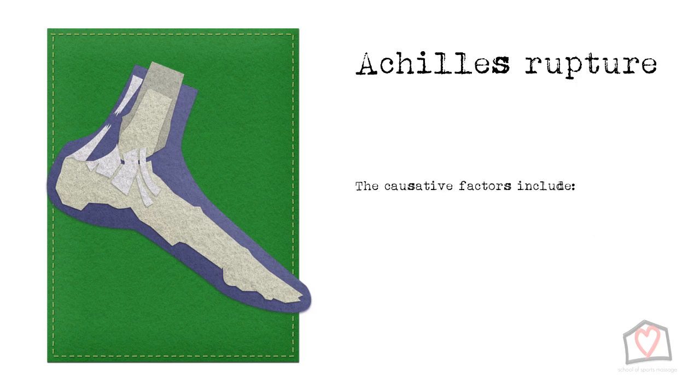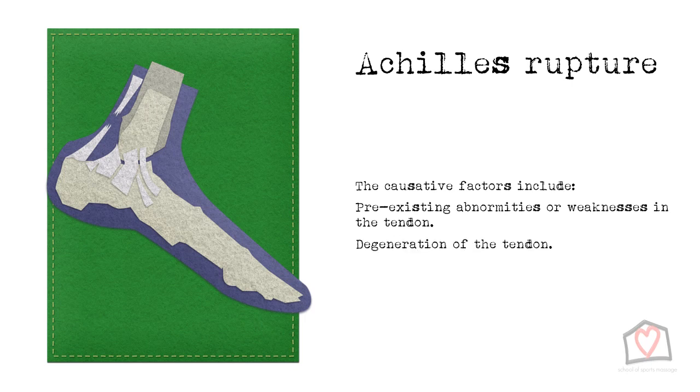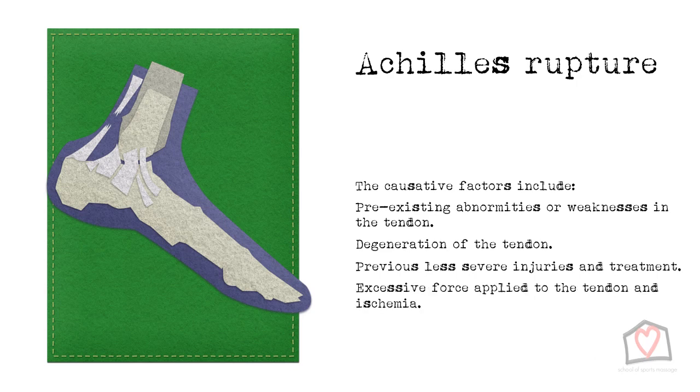The possible causative factors include pre-existing abnormalities or weaknesses in the tendon, degeneration of the tendon. This could be caused by a bone spur, for example, rubbing on the tendon. Previous less severe injuries, so somebody that suffers regularly maybe, and then treatment like injections which can damage the tendons. Excessive forces applied to the tendon and ischemia.